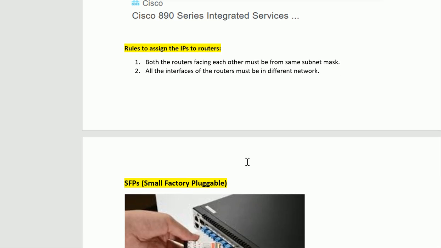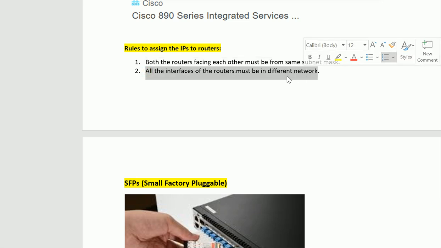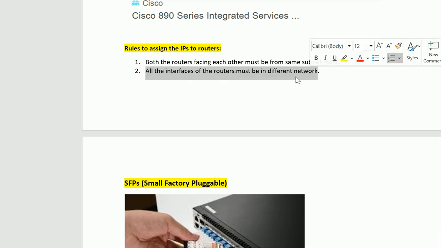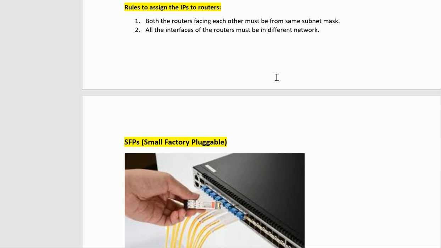Rules to assign IP addresses to the routers. Both routers facing each other must be from the same subnet mask. This is very important. If you have two routers A and B, and they are connected, the interfaces they are connected through must both be from the same network and same subnet mask. All the interfaces of a router must be in different networks. Let's say a router has 3 or 4 interfaces; all the interfaces must and should be in different networks, then only it will work.